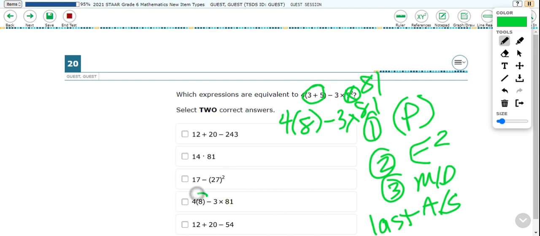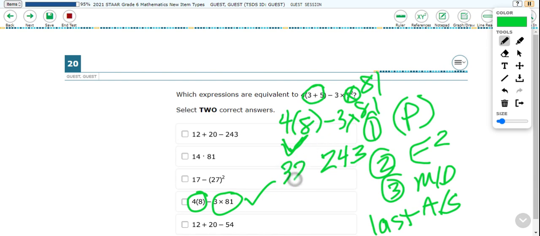Okay, so here we got 4 times 8, which is there, and then 3 times 81. That is correct. So we got 81 times 3, which is 243. And then we have 4 times 8, which is 32. This is 32. That's 243. We have two options, two expressions that would be equivalent.